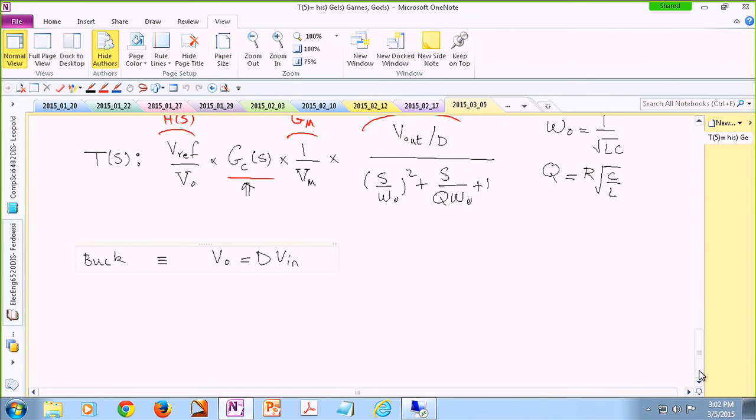Okay, so we got to talk about the loop gain design procedure. Let me make it red.